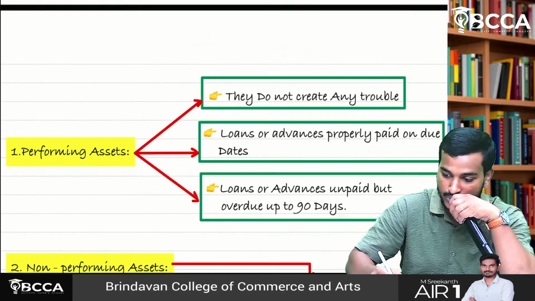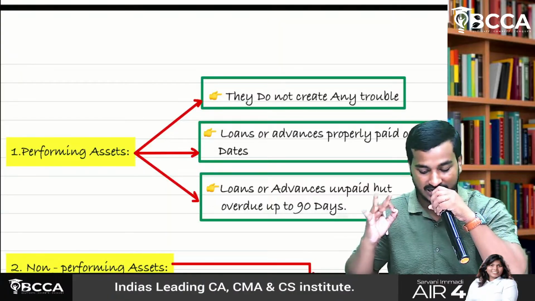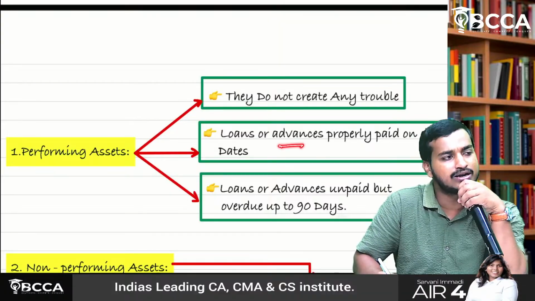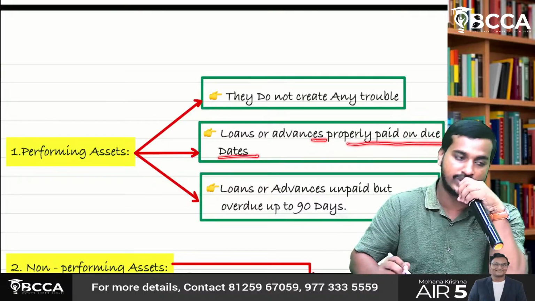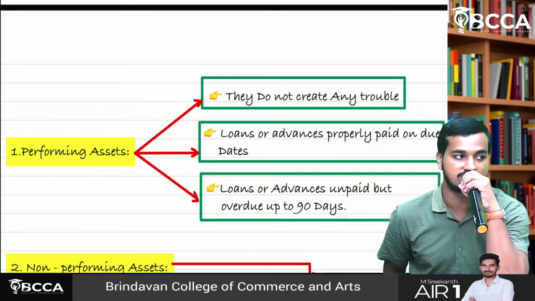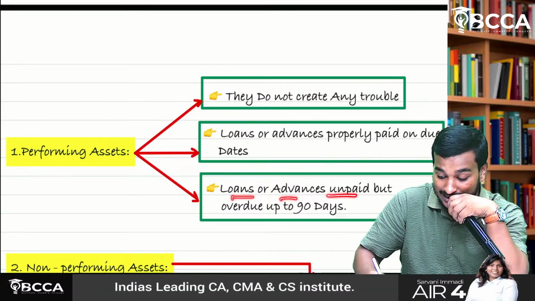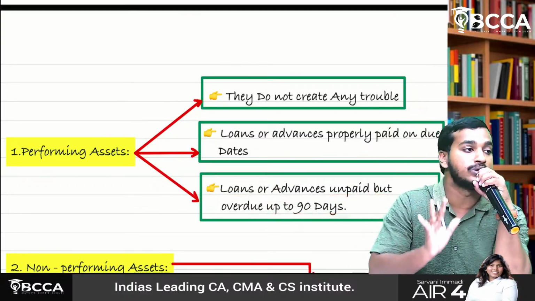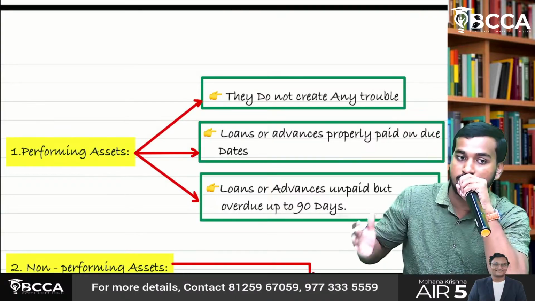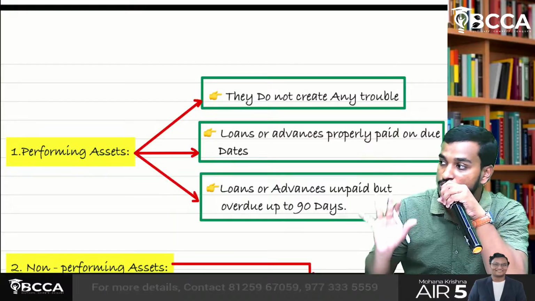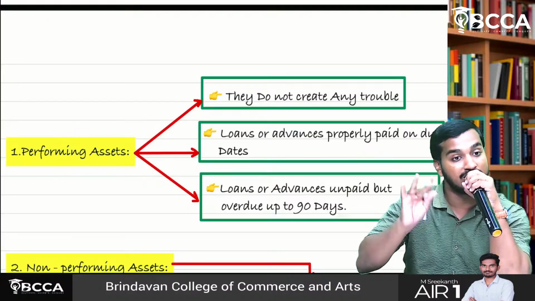Listen, they do not create any trouble. They are very good persons, just like me. Why are you laughing? Loans or advances properly paid on due dates. They will pay exactly on the first or second, whatever the due date is. Or else, loans or advances unpaid but overdue up to 90 days. Overdue means they have not yet paid. Up to 90 days you will be considered a good person only. In banking language, good means performing asset or standard asset.